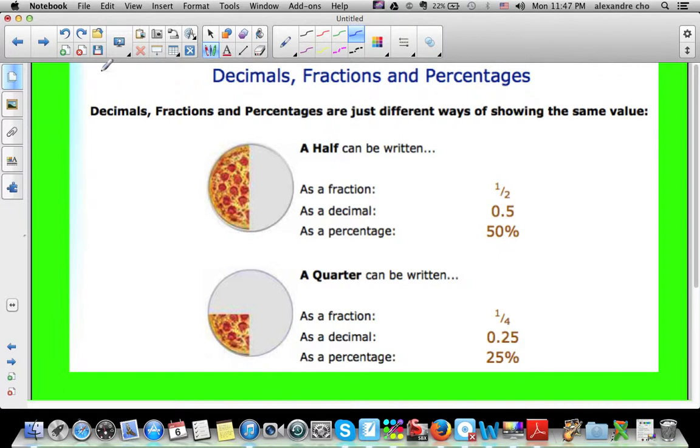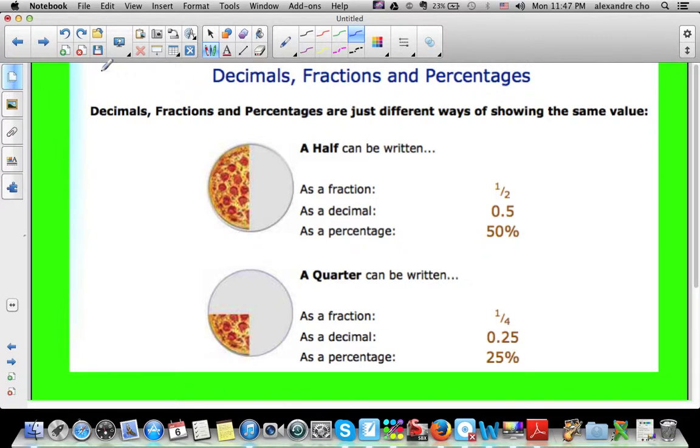Think of, I don't know, three languages. They're each a different way of saying the same thing. So look at that pizza on the top. Half of a pizza as a fraction can be written as 1 over 2. As a decimal, it can be written as 0.5. And as a percentage, it means 50%. They all mean exactly the same thing, the same value.